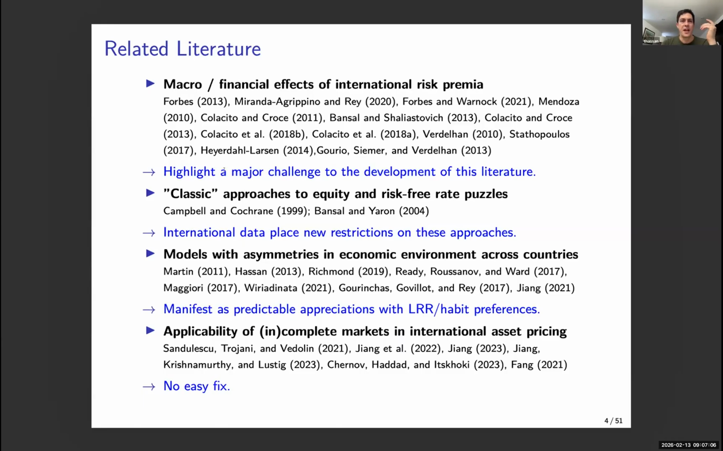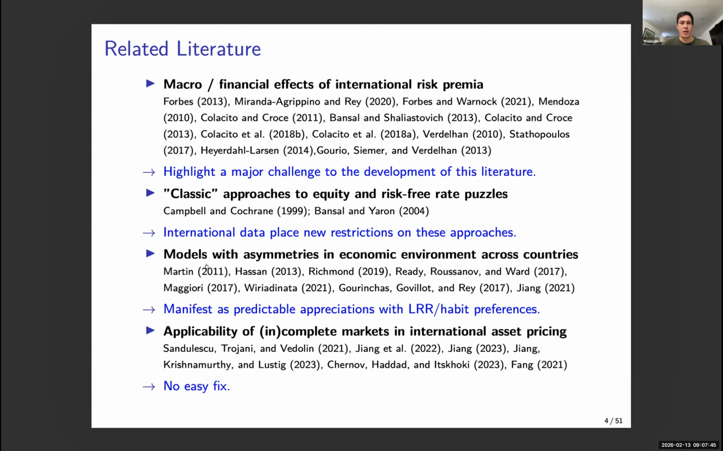What we do in this paper is highlight a major challenge to the development of this literature. This literature is in some sense a hybrid between macro and finance, and we're pointing out a point of friction between these two literatures. There's of course an even larger literature on classic approaches to the equity and risk-free rate puzzles. Another way of putting it is that the international data, on exchange rates and interest rates, place new restrictions on how these approaches can work.